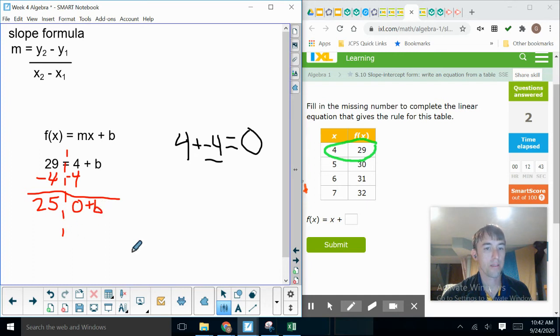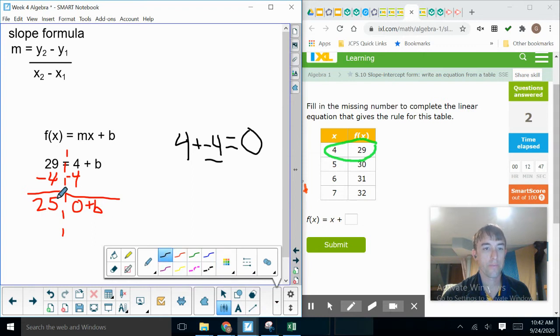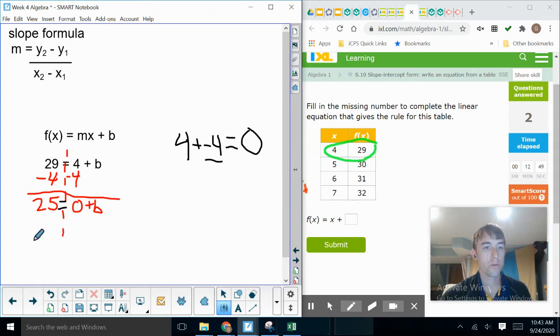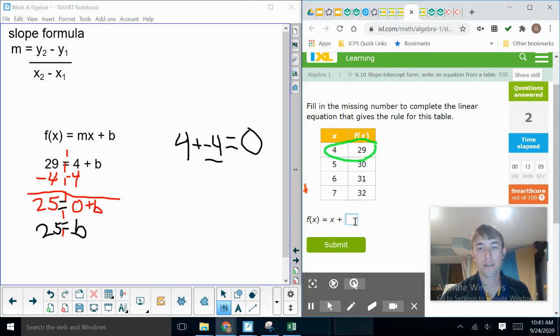Okay, and then I'm going to include that equal sign here. So we get 25 equals 0 plus b. Any number plus 0 is just that number, so b is what I get. So b equals 25. That's what goes here.